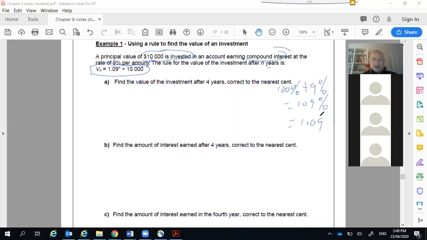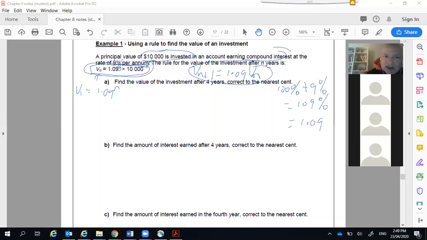Find the value of the investment after 4 years, correct to the nearest cent. For this one, I'll show you the whole thing. This time when we do V of 1, we're going to get 1.09 to the power of n. You can see this is the rule in terms of n. There's no recurrence relation here. Remember, the recurrence relation is V of n plus 1 equals 1.09 times Vn. That's a recurrence relation. We have a rule here in terms of n. There is no n plus 1. We see an n and we see an n there.